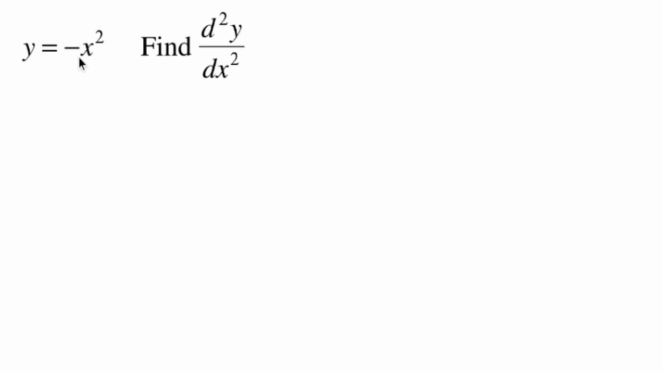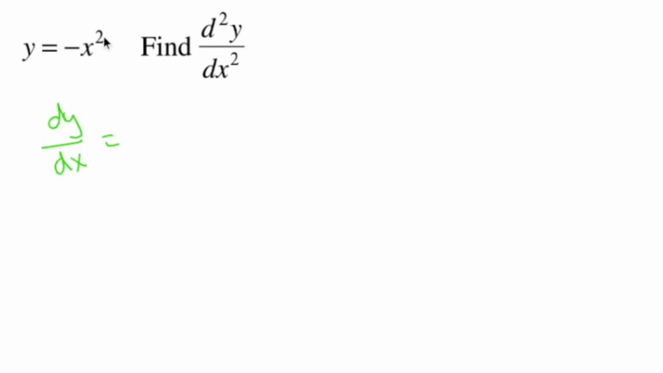Y equals negative x squared. Find d squared y dx squared, this means the second derivative. So I'm going to take the derivative once. I'm going to take the derivative a second time and see what I get. So the first derivative, dy/dx, forces me to use the power rule.